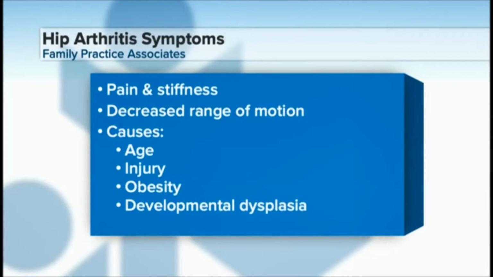Traditionally, that age is somewhere in the 60s and 70s, but we're finding now that because of active lifestyles as well as the obesity epidemic, people are developing symptomatic hip arthritis at a much younger age. It's oftentimes wear and tear arthritis or osteoarthritis in their 40s and 50s.